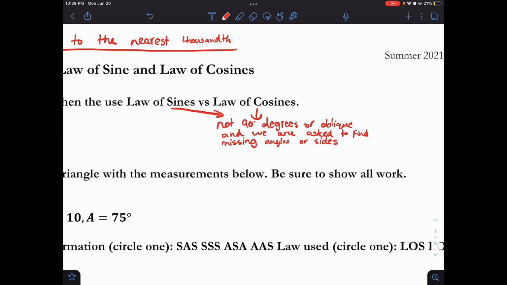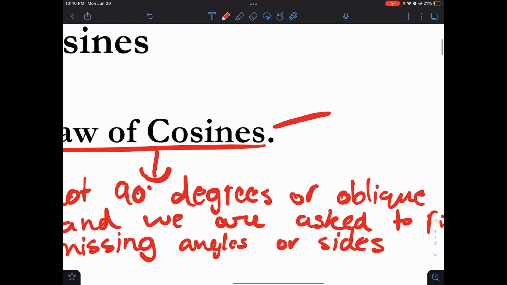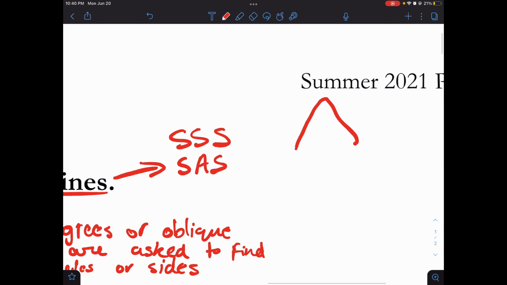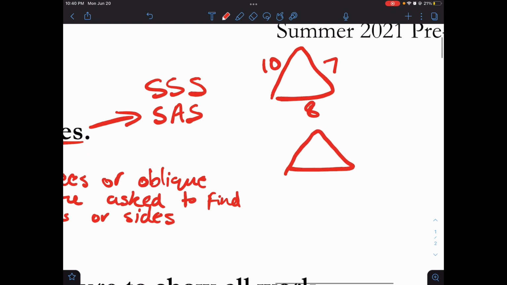But some values have to be given for both the law of cosines and the law of sines. For the law of cosines, you need to be given either 3 sides, also known as SSS, or 2 sides with the angle included. What that looks like is, if you're given a triangle, you're given the sides, and these are just imaginary sides, I don't know if they're actually true. So 10, 8, 7. Or you have 10 and 7, but there's an angle of 40 degrees over here.